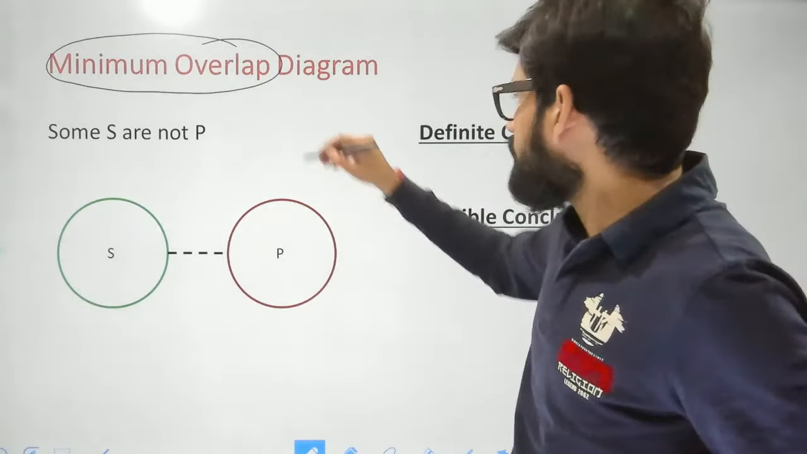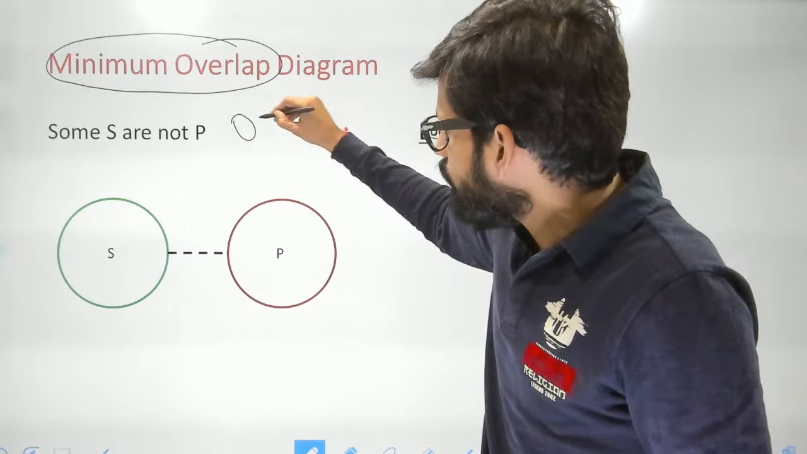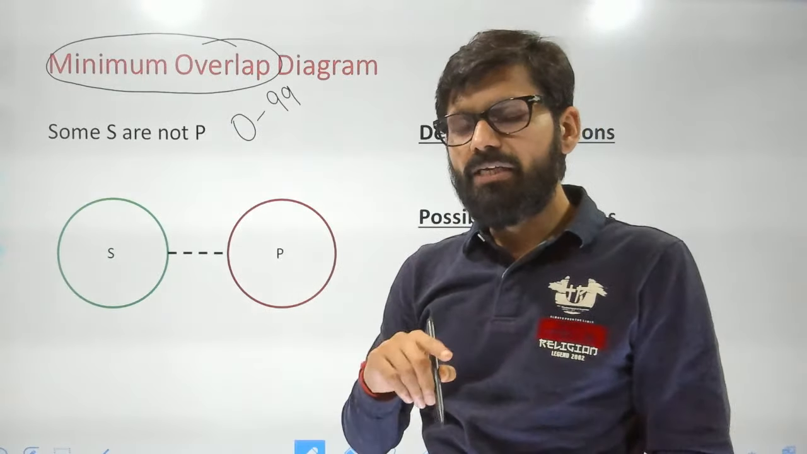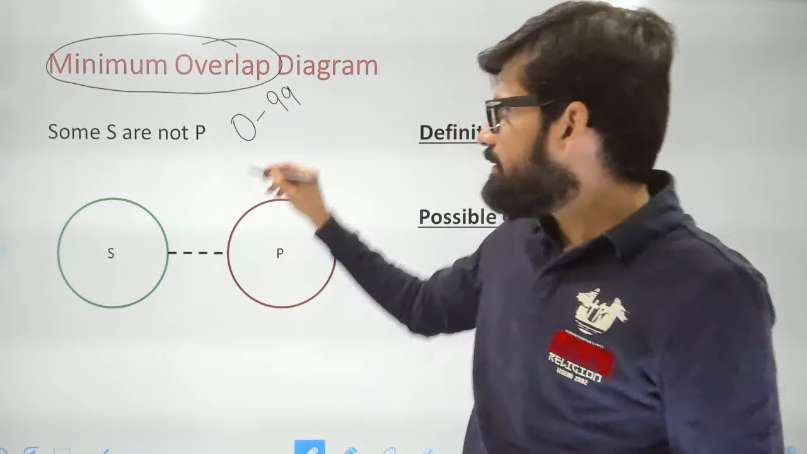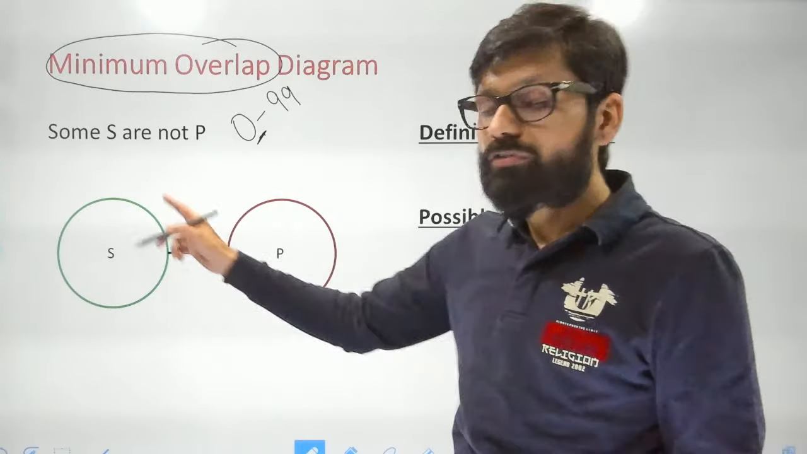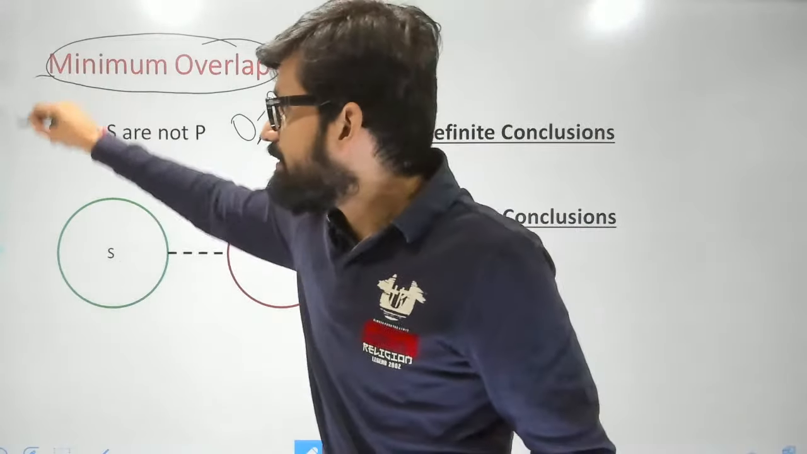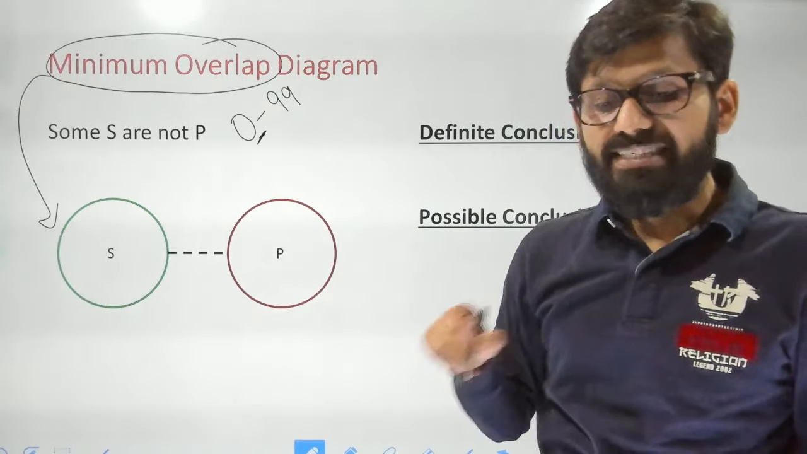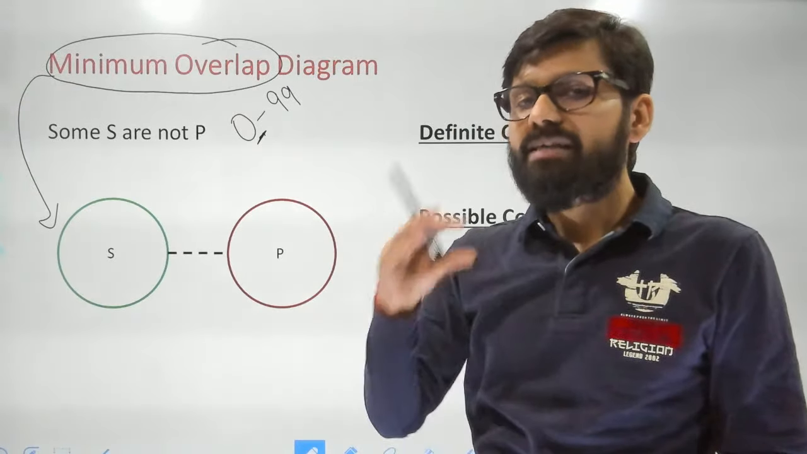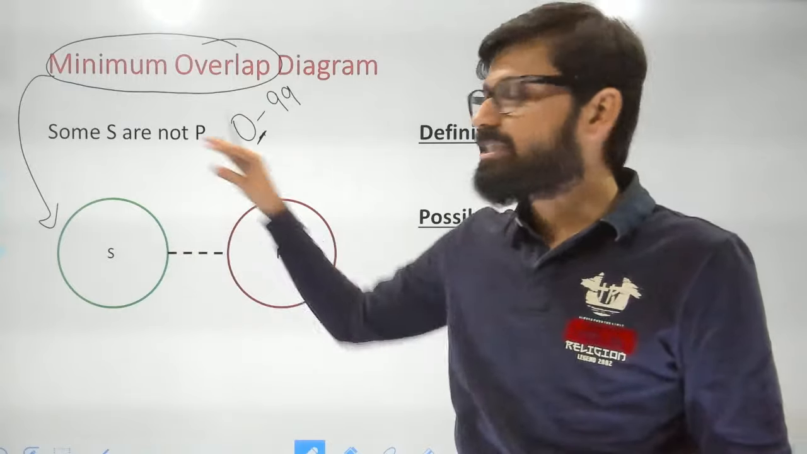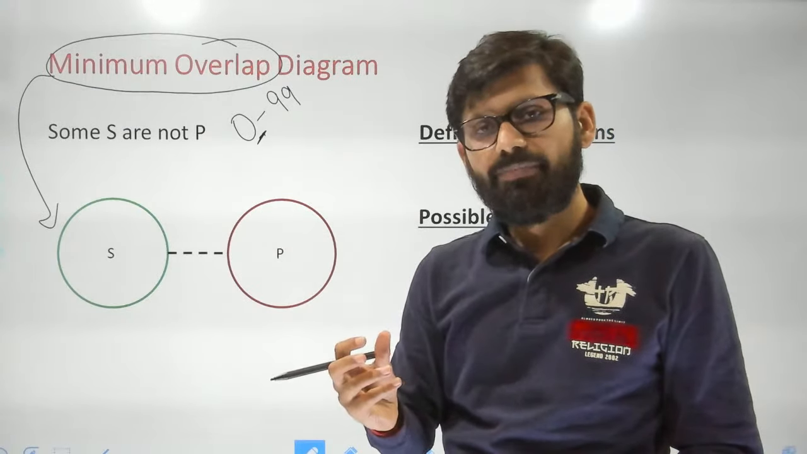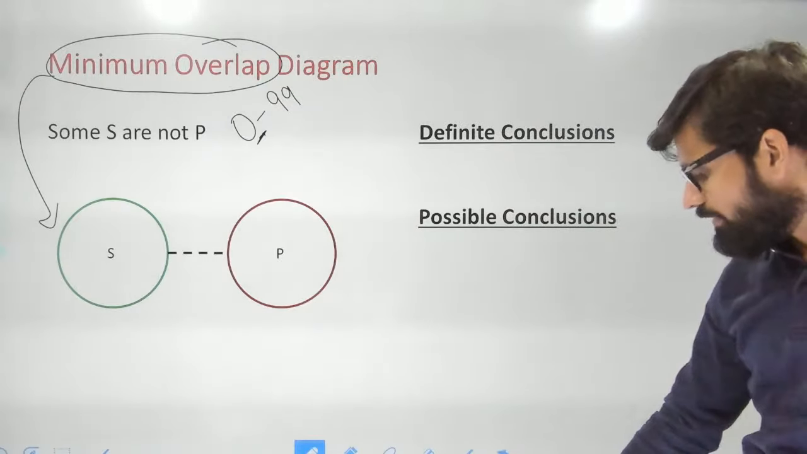And the range was 0 to 99. So what is the minimum overlap between S and P? 0. So what will be the minimum overlap diagram? The zero overlap diagram, right? But yes, there can be other ways to draw "Some S are not P". For example, there could be an overlap between S and P, right? So what are some different ways?